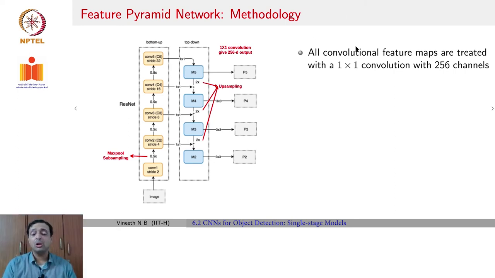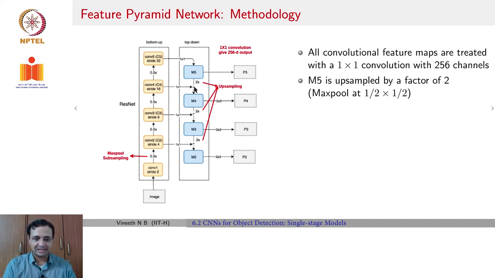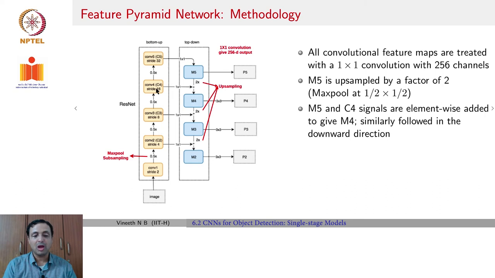In the FPN, all convolutional feature maps C1 to C5 are treated with a 1x1 convolution, which you see on these arrows here, with 256 channels. M5 is upsampled by a factor of 2 to get the next M4. But before you get M4, you get the signals from C4 after applying your 1x1 convolution and combine the output of C4 with 1x1 convolution and M5 to get M4. And you similarly continue to do this to get M3 and M2.